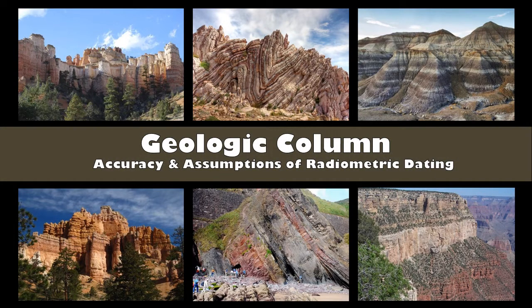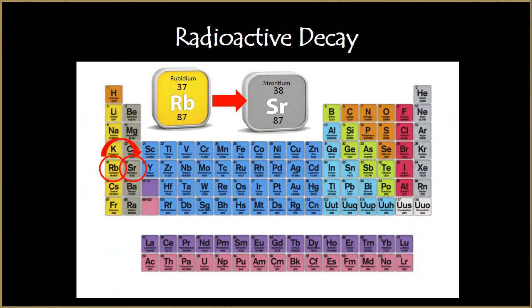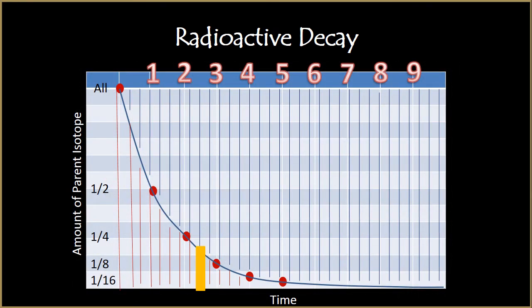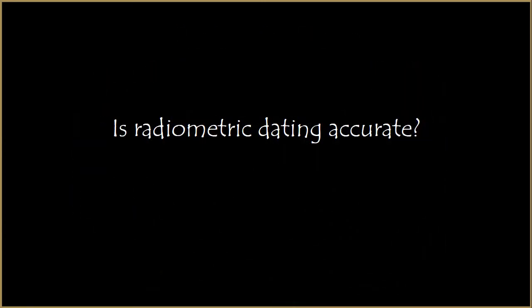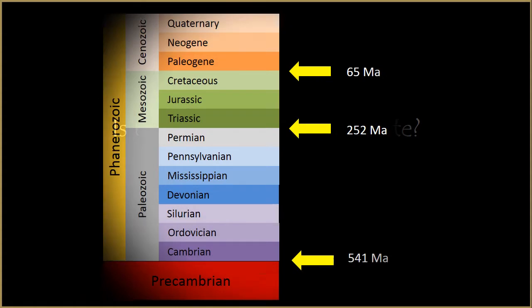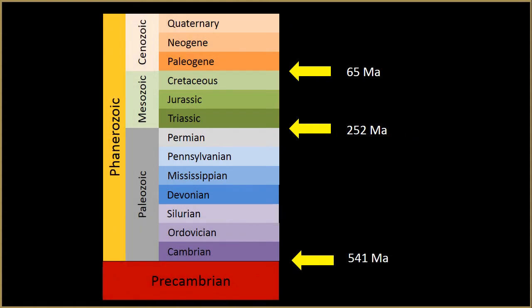Accuracy and assumptions of radiometric dating. Because scientists know that certain radioactive elements decay at consistent known rates, they are able to compare the amount of parent isotope to daughter isotope in a sample and estimate its actual age. But is this process accurate? When they estimate that certain rock layers are 541 million years old, is that really true?